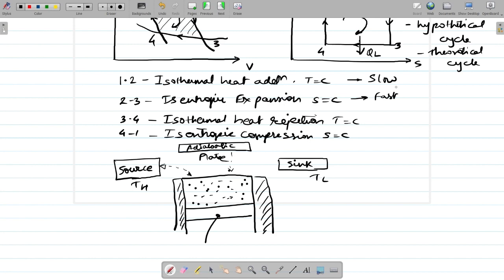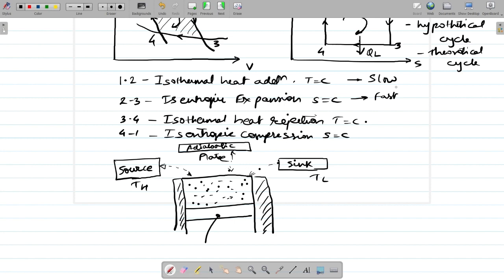The process should be fast, otherwise there will be friction and addition of heat will take place, because in an isentropic process there should not be a rise in heat. So this process should be fast, so that there is no addition of heat from the expansion. Once the expansion is completed, we will remove the adiabatic plate and bring the sink in contact with this surface, and make the 3 to 4 process, which is the heat rejection process to the sink. Here it will reject the heat to the sink at constant temperature.